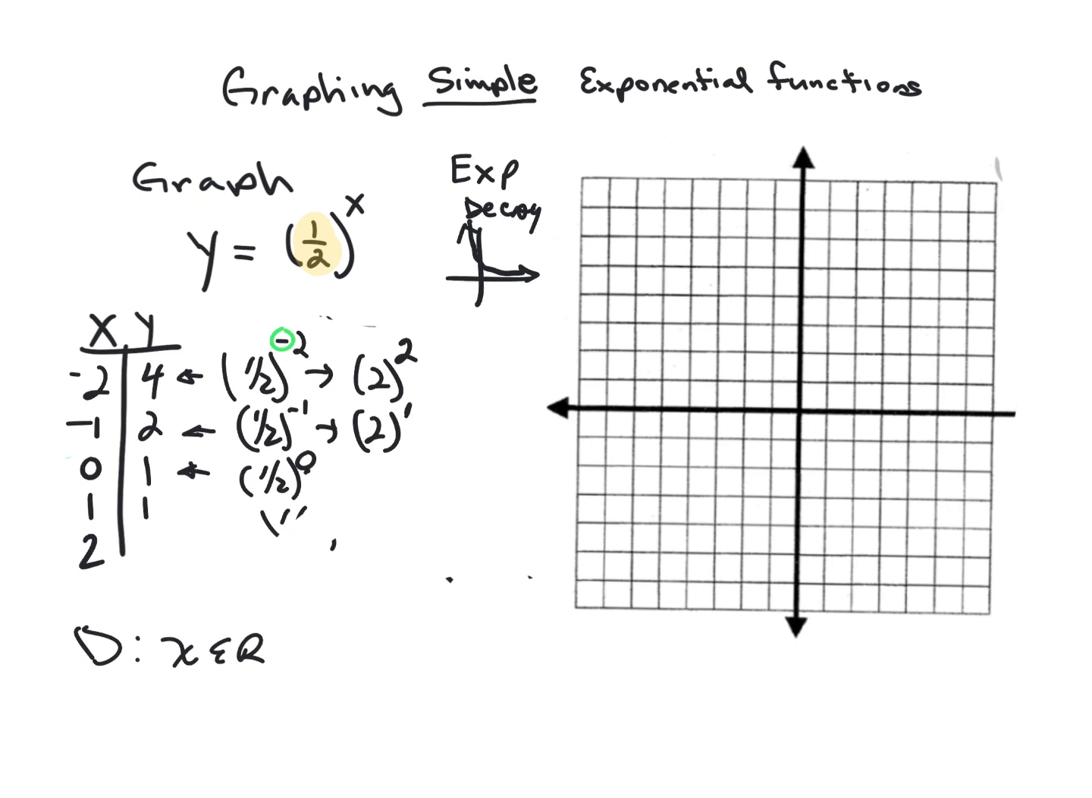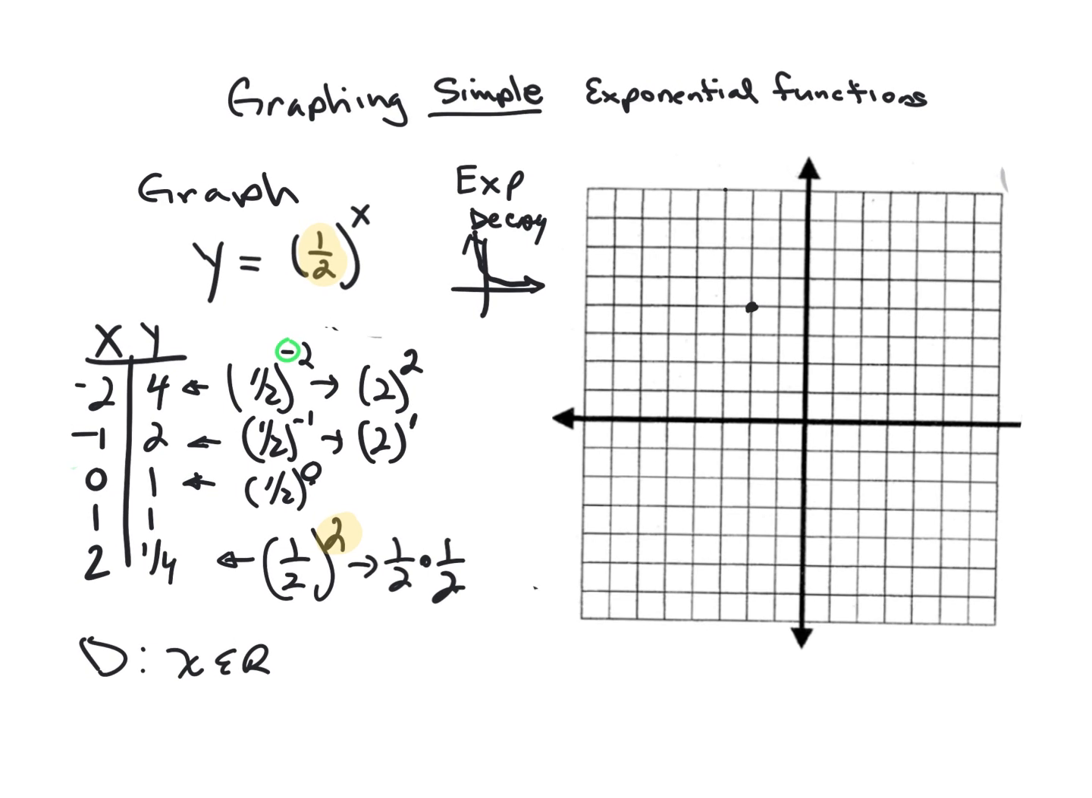And then what about 1/2 squared? That always throws people off. What is 1/2 to the second power? Well, remember what exponents mean. What does 1/2 squared mean? Doesn't that mean 1/2 times another 1/2? So isn't that 1/4? So we can go ahead and graph those. So -2, 4. We could have done -3, 8 if we wanted to. We got -1, 2; 0, 1.